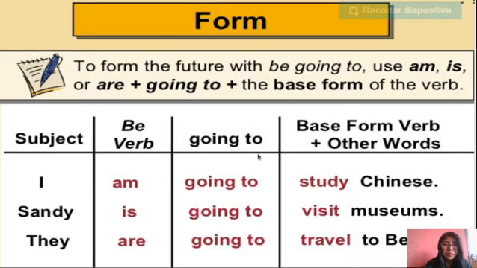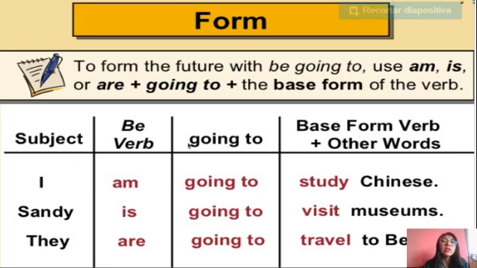Okay, pay attention here. What is the form? To form the future with be going to, use am, is, or are. Remember, those are the conjugations of the verb to be, because the verb to be is an irregular verb, plus going to, plus the base form of the verb. Okay, so here we have some examples with the structure.